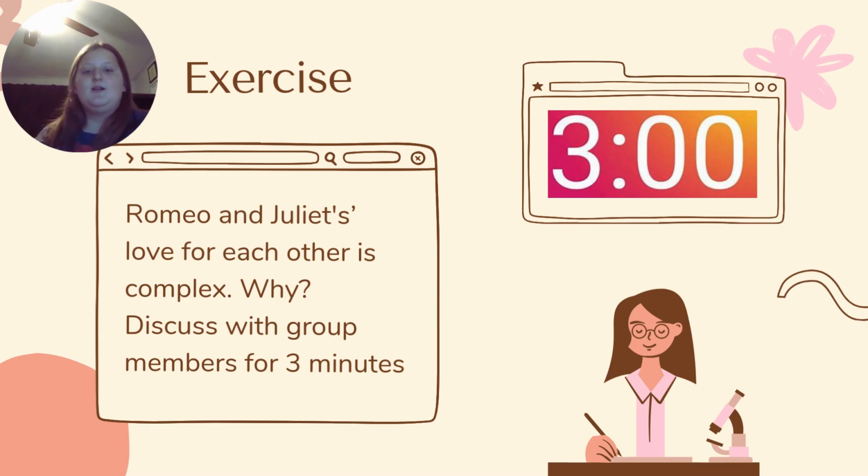Some things you might want to discuss with your group, maybe why their relationship was so complex because of their families. Romeo and Juliet came from two different opposing families. How do you think that changed things for them?